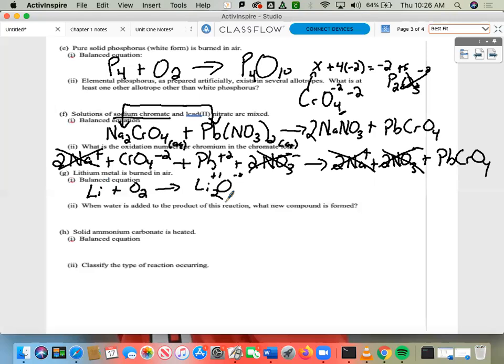When water is added to the product, what new compound is formed? Well, let's think of this. This goes back to our synthesis reactions, and it's actually the reverse of a decomposition. Metal oxides in water, remember what they make? Hydroxide. That's right.